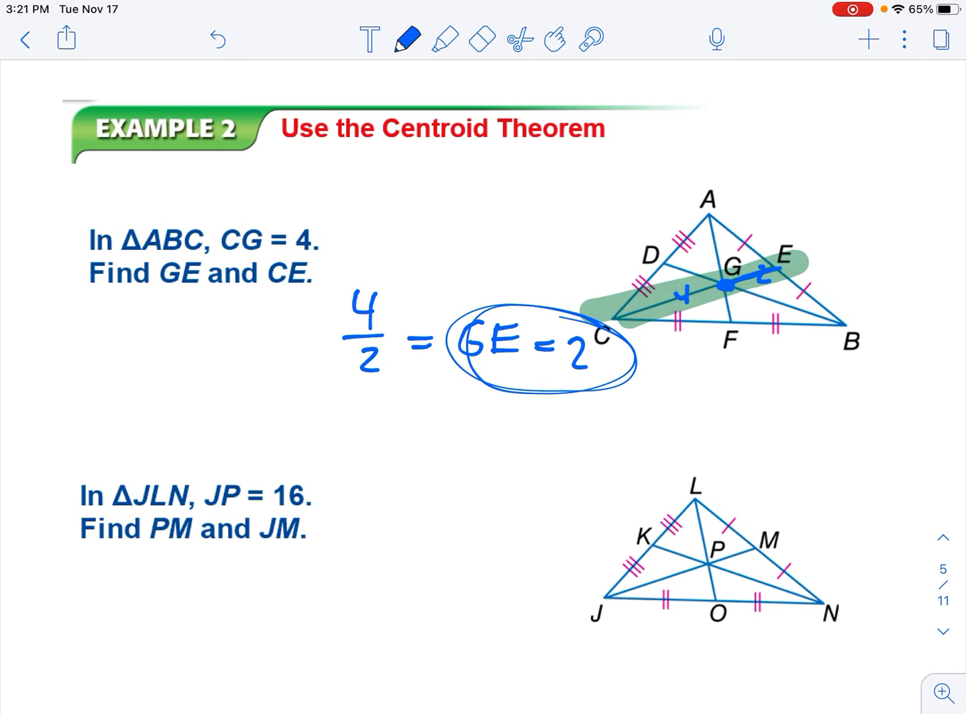Now we can say the whole thing is equal to those two added. So CE is equal to 6 because we take 4 plus 2 and equal that to 6.